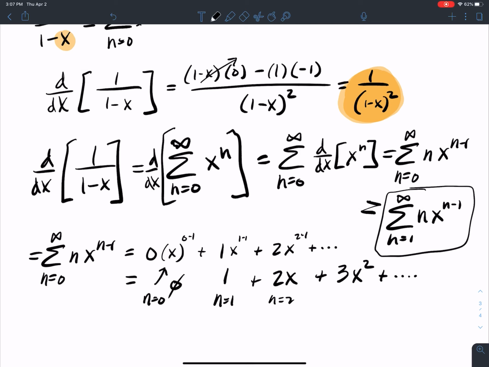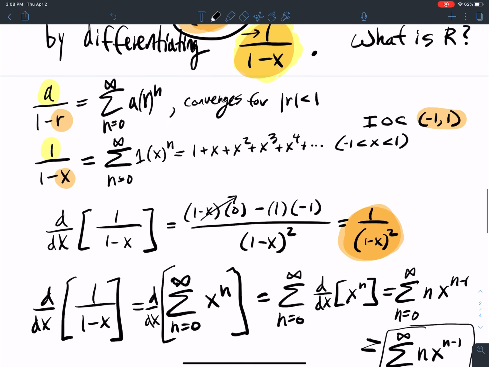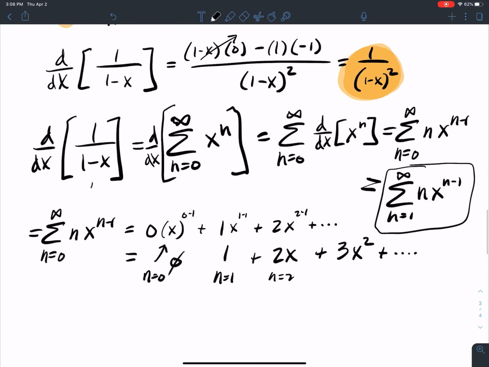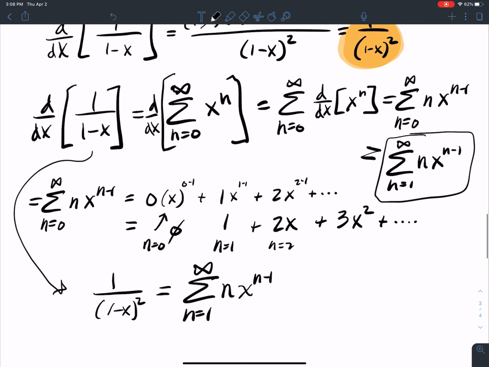So what I wanted to do here is represent this as a power series, okay? So what do I know? This is equal to 1 over (1 minus x) squared, which is a series, the sum from n equal 1 to infinity of n x to the n minus 1.